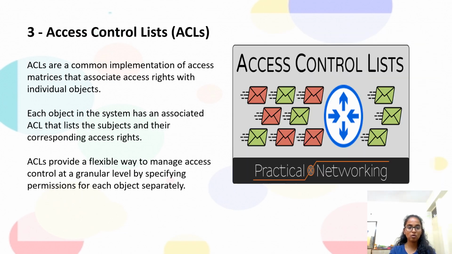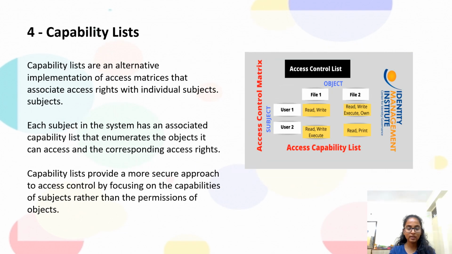Access control lists. Access control lists are a common implementation of the access matrix that associate access rights with individual objects. Each object in the system has an associated access control list that lists the subjects and their corresponding access rights. Access control lists provide a flexible way to manage access control at a granular level by specifying permissions for each object separately.